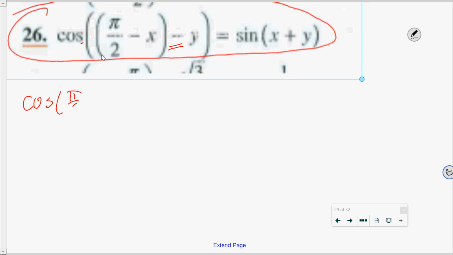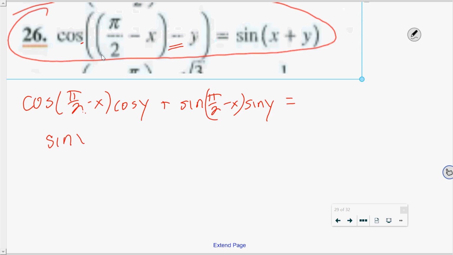Cosine of the first, cosine of the second, change the sign, sine of the first, sine of the second. So that's still not matching the right. What am I going to do to try to match it to the right? When you have pi over 2 minus x, what type of identity should you think of? Lauren saying co-function over here, right? So your co-function is sine of x. Your co-function is cosine of x.